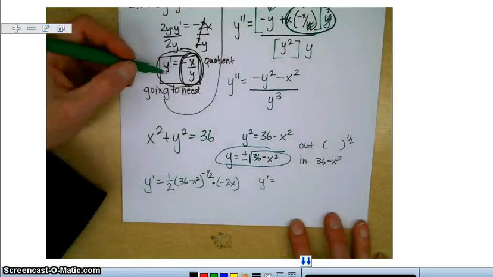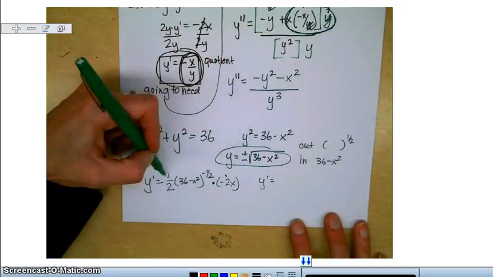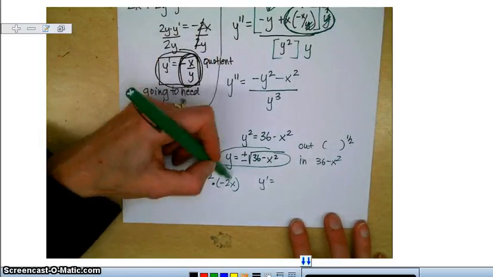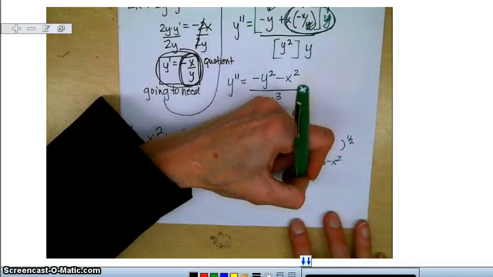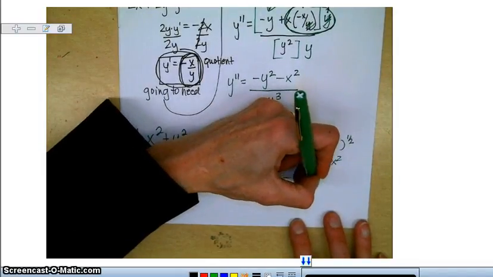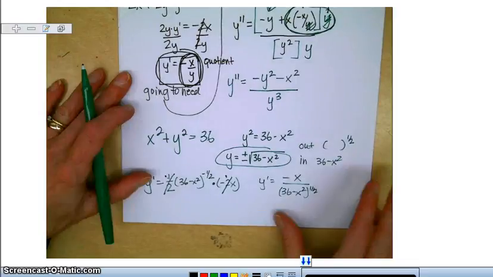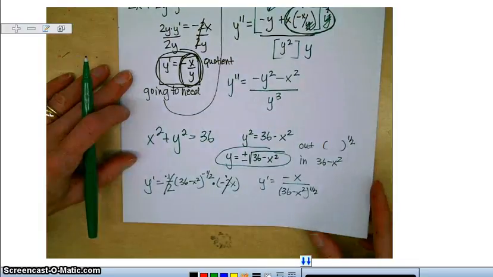No. Half of 2. What happens to the 2 and the half? They cancel. You get negative x, and on the bottom you're going to have 36 minus x squared to the 1/2 power. Okay, now we have to take the second derivative, right? Are you ready for the second derivative?